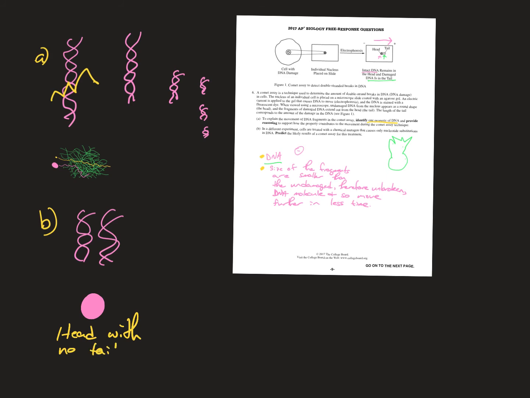Or you'd end up with maybe a shorter tail, because maybe you do get a few breaks. I'm not sure, but I would go with head, no tail. That's probably your best answer. I guess you could think of it as having a shorter tail, depending. Certainly, your tail would be shorter than you would expect if you're introducing double-stranded breaks. In the particular way they phrase the question, I think the safest answer is that there would be a head with no tail.